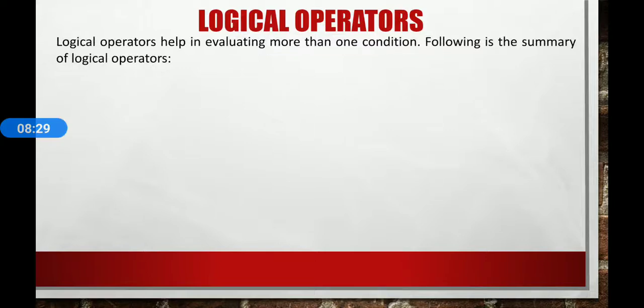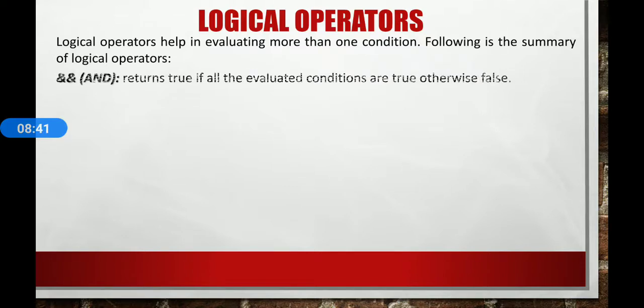Now let's see logical operators. Logical operators help in evaluating more than one condition. Following is the summary of logical operators. First, AND. It will return true if all the evaluated conditions are true, otherwise false. It means if you are using the AND logical operator to combine more than one condition, all the conditions given must be true, then it will return true. If any of the conditions is false, then it will return false.